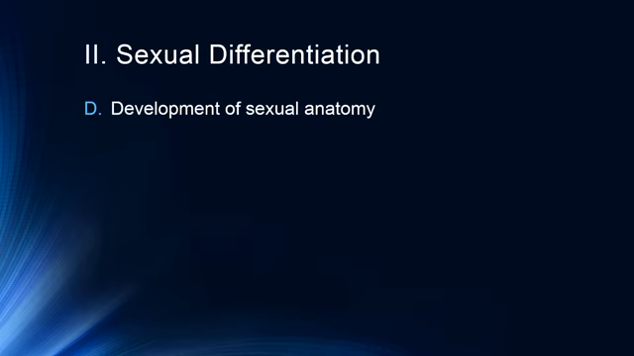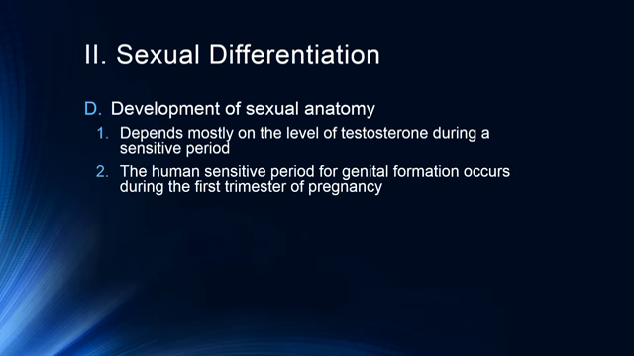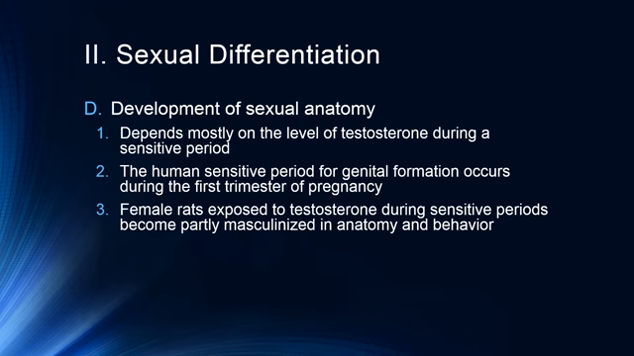So how does our sexual anatomy develop? It depends mostly on the level of testosterone available during sensitive periods. It's this presence or absence of testosterone that is important. The human sensitive period for genital formation occurs during the first trimester of a pregnancy. So your genital formation begins at this point in a pregnancy.